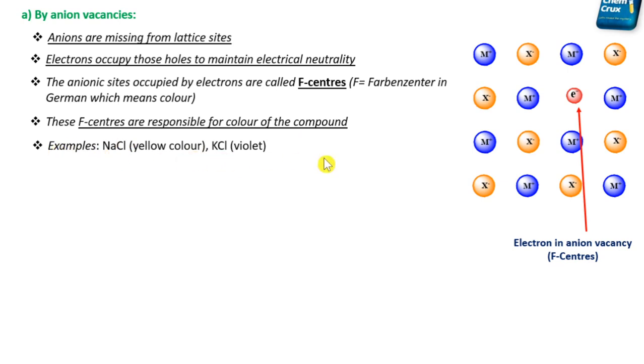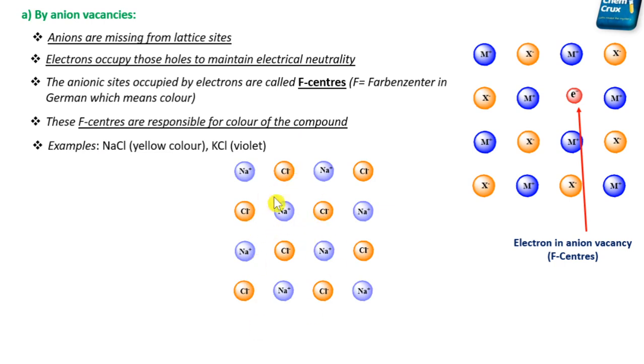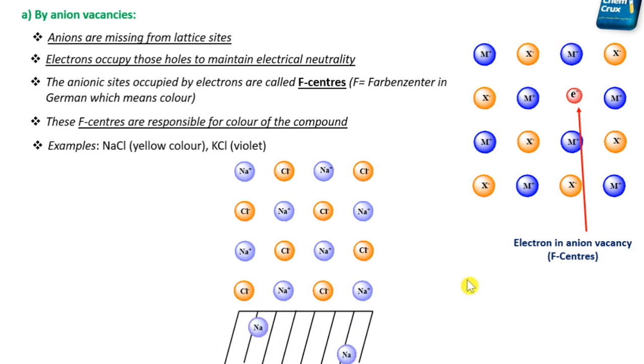So let us consider a NaCl crystal. Now if we heat the NaCl crystal in the presence of sodium vapors, then on the surface of the NaCl crystal, some sodium atoms will get diffused. So you can see some sodium atoms are diffused on the surface of the NaCl crystal, right? Now if one Cl- leaves the lattice site and gets diffused into the surface like this, then you can see this lattice site is now vacant.